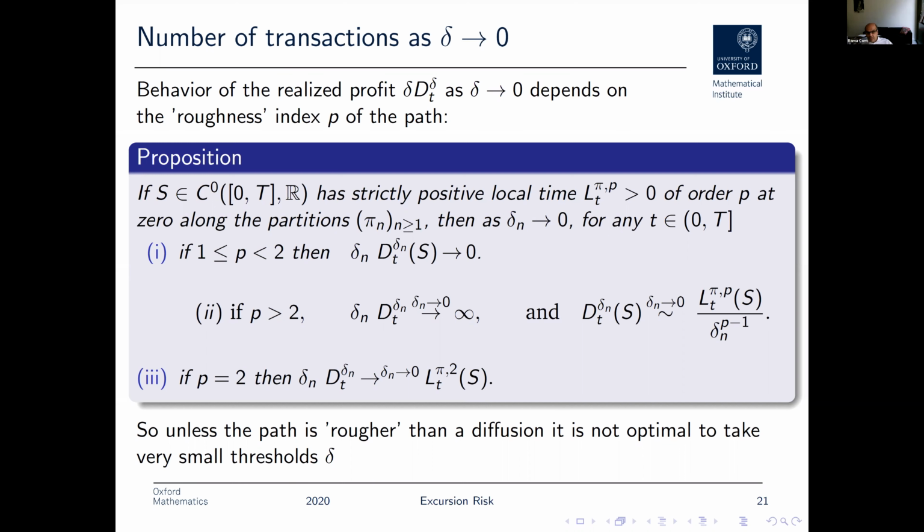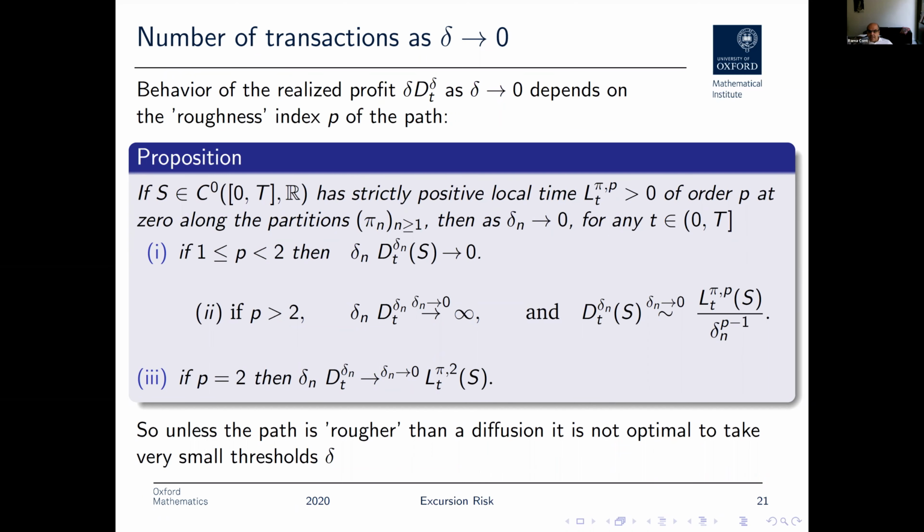So this result shows that it really depends on the roughness of the path whether you should use small thresholds or large thresholds, whether you should do high frequency trading with this strategy or not. In summary, unless the path is rougher than a diffusion, it is not optimal to take very small thresholds or trade at high frequency, even if you can. So I think that's an interesting result, which is qualitative.